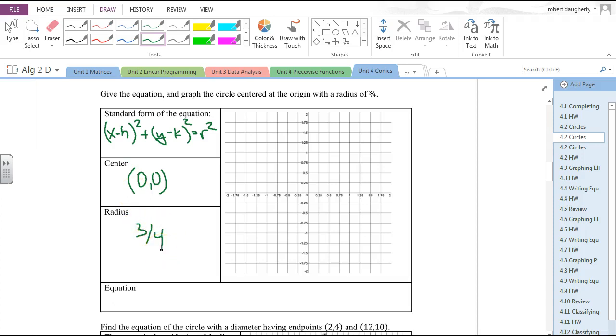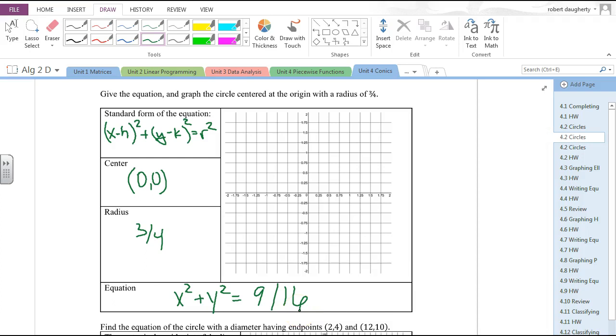So x minus h. What is h here? There. So this is going to be x squared plus y squared equals. What happens when you square 3/4? 3/4 times 3/4. Yeah, 9/16. Okay. So that's the equation. How to graph it?